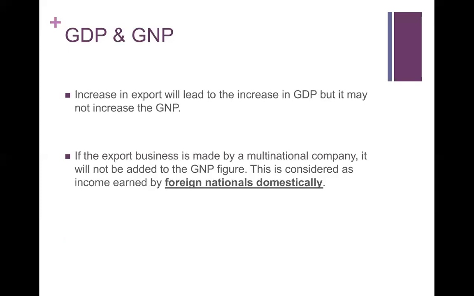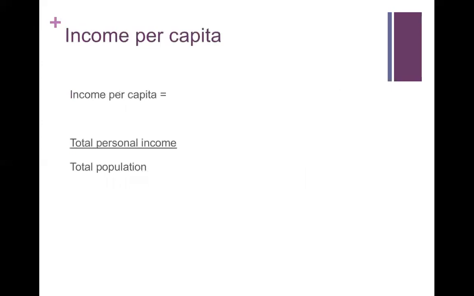GDP reflects the increase. If you look at the increase in exports, it will lead to an increase in GDP, but it may not increase GNP, because if the export activity is made by foreign national companies or a multinational company in our market, then it will be discounted from the GNP calculation. All right. So income per capita, easy to understand, I guess.